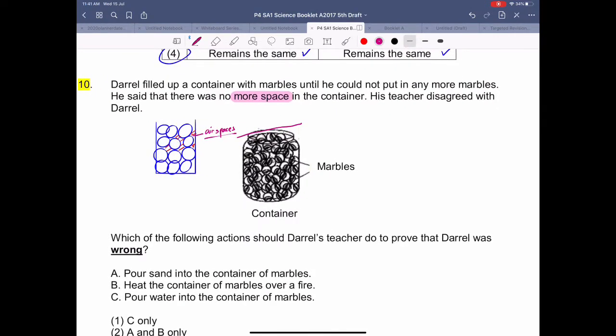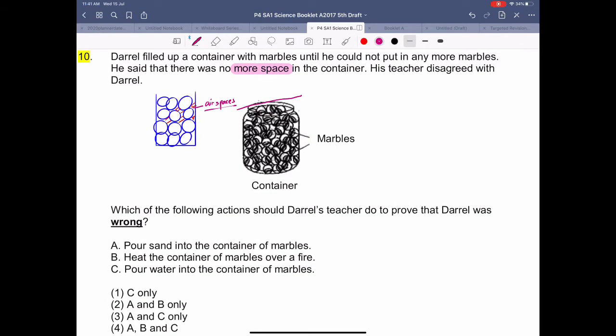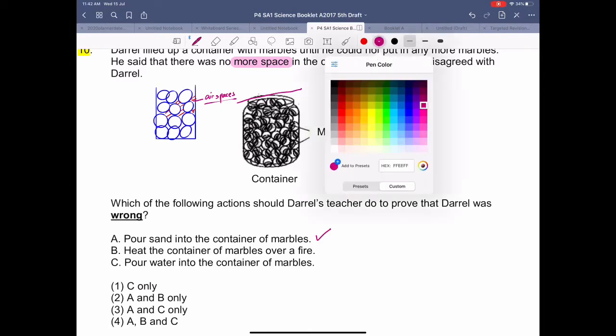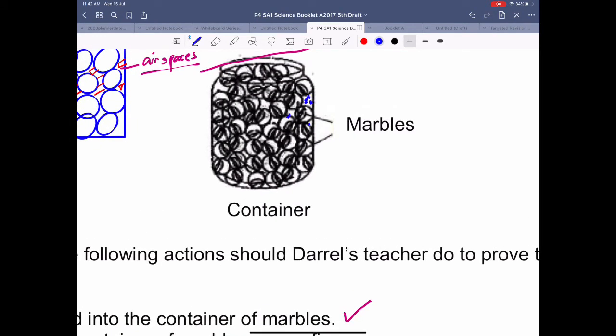But let's say this is an exam setting, and this question comes out, I'm going to have to assume that the teacher is right. So which of the following actions should Darryl's teacher use to prove to Darryl that he is wrong? That means he can fill in more things. So you can pour sand into the marbles. Because as the sand trickles in, you can fill up the spaces here. And the reason why you can fill it up is because air can be compressed. It's not because it's empty, it's because air can be compressed.